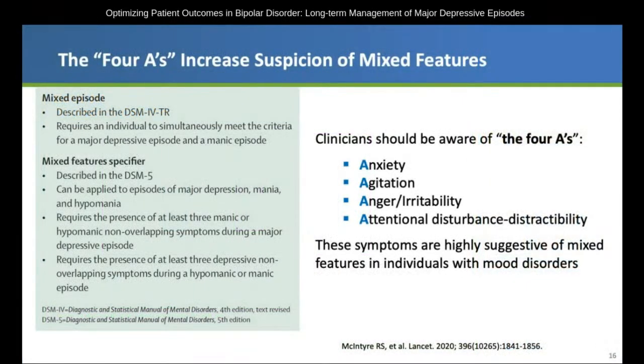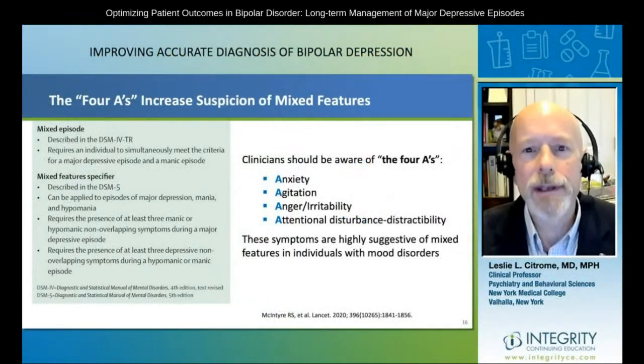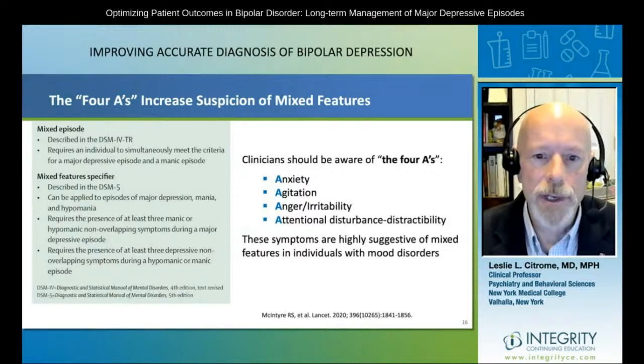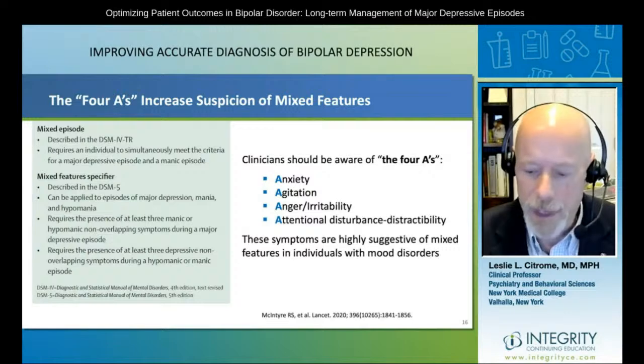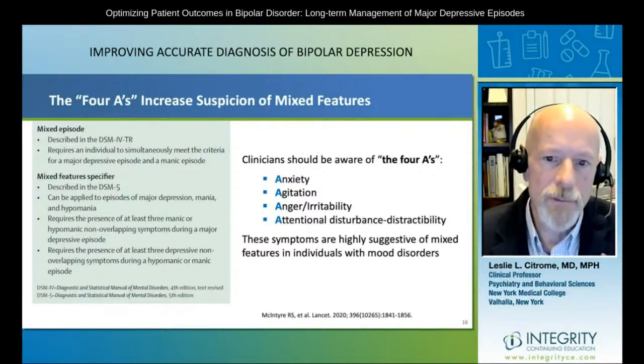Now, there's this 4 A's that we've learned about for schizophrenia years ago. We can take the 4 A's and rework this to help us increase our suspicion of mixed features. The 4 A's here being proposed by Roger McIntyre are anxiety, agitation, anger/irritability, and attentional disturbance/distractibility. Should we see this in combination with dysphoria, with the symptoms that are consistent with a major depressive episode, this makes us more suspicious of mixed features.